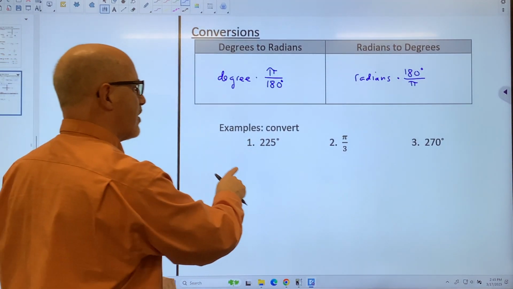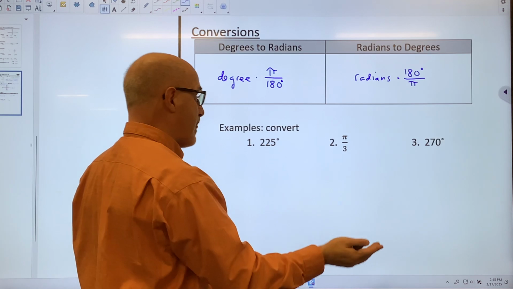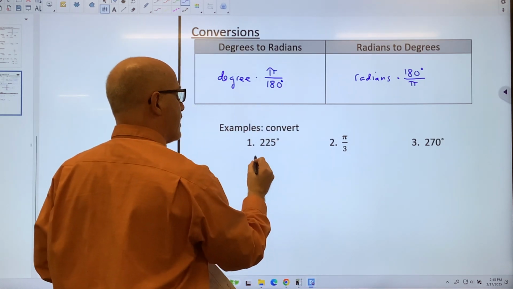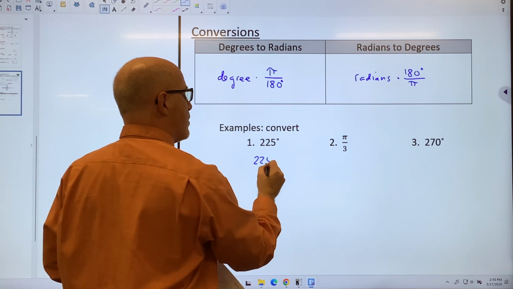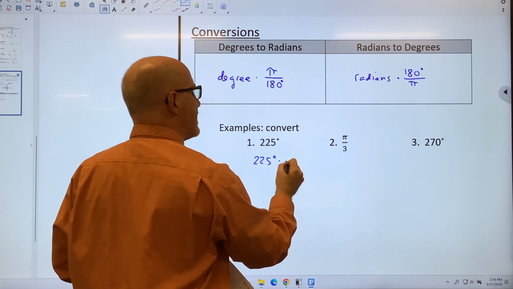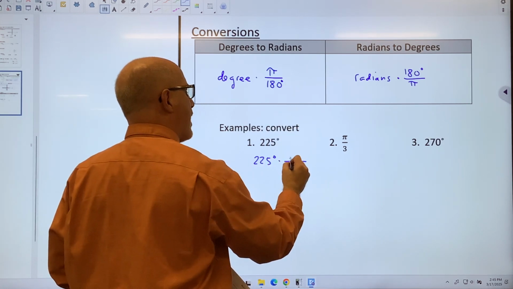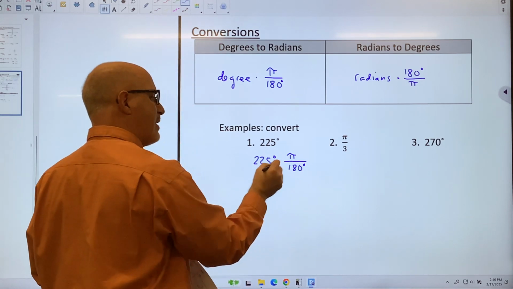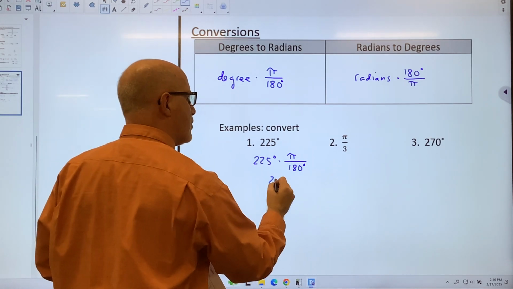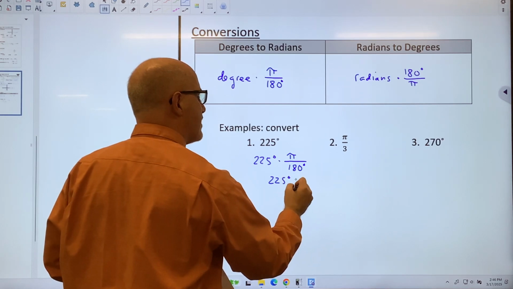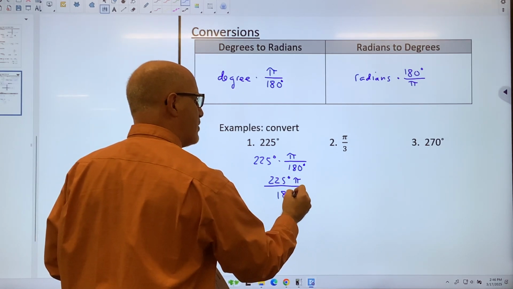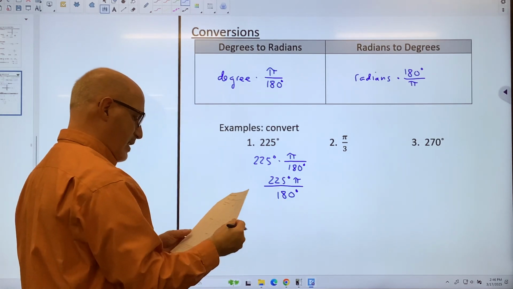We're going to convert from 225, this is degrees, into radians. So you take 225 degrees times, and you multiply by pi over 180. Notice that the degrees cancel. The measurement unit of degrees will cancel out. Now we've got to reduce that down.